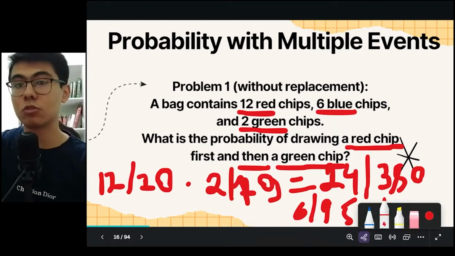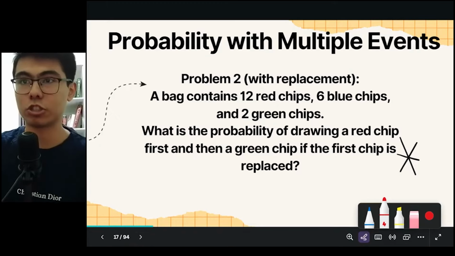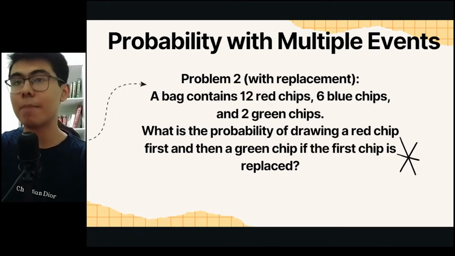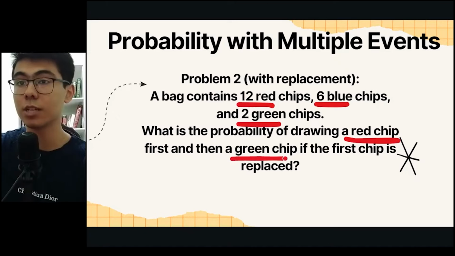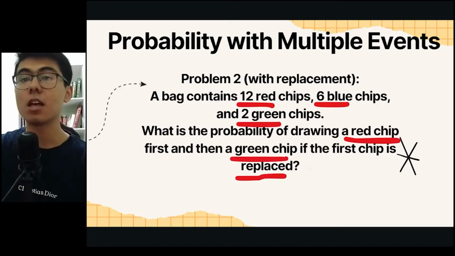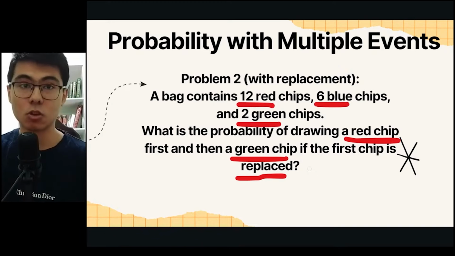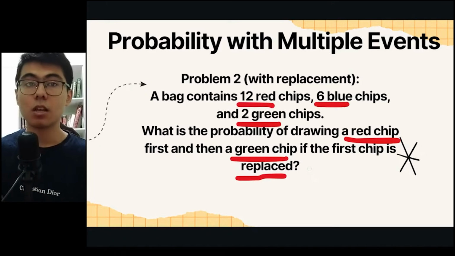probability with replacements. So here we have the second question, and we have multiple events with replacements. A bag contains 12 red chips again, 6 blue chips, and 2 green chips. What's the probability of drawing a red chip first, then a green chip if the first one is replaced? They will clearly state if the first chip is replaced in the question. So in this case, they're telling us that it's replaced.